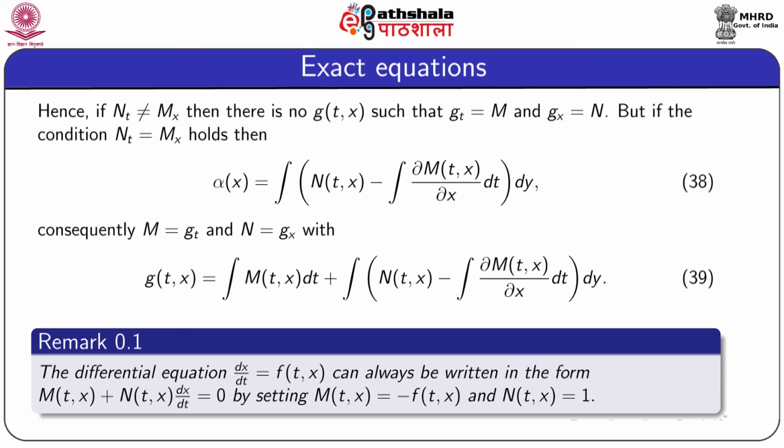Suppose ∂n/∂t is not equal to ∂m/∂x, then there is no function g such that ∂g/∂t equals m and ∂g/∂x equals n. But if the condition ∂n/∂t equals ∂m/∂x holds, then α(x) is equal to integration of (n minus integration of ∂m/∂x dt) dx. Consequently, m equals ∂g/∂t and n equals ∂g/∂x, with g equal to integration of m dt plus integration of (n minus integration of ∂m/∂x dt) dx.